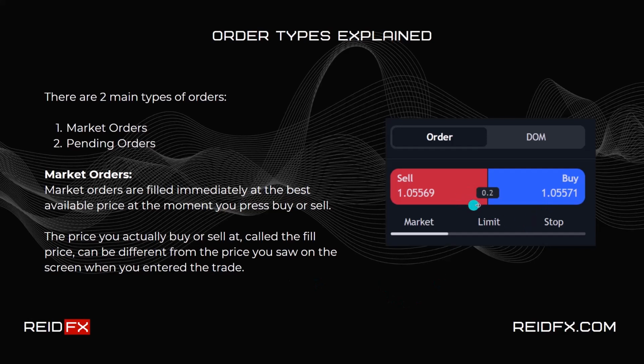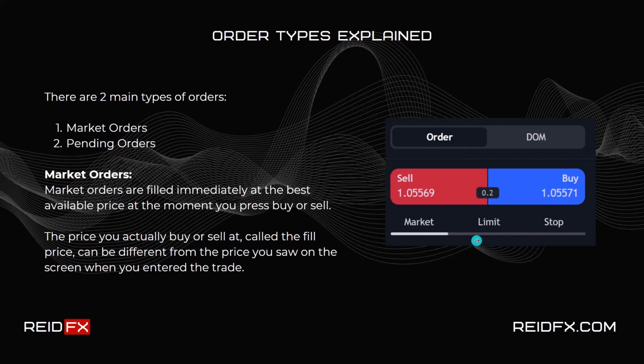Here we have a picture of the buy and sell buttons from TradingView, and you can see that it's in market mode. So the prices displayed are the best available prices in the market right now. So if you decide to buy, you hope to get this price, but you may not actually get it. And the same applies for the sell. And that's because the market's always moving. And in the time that it takes for your order to be processed, this price may have changed slightly.